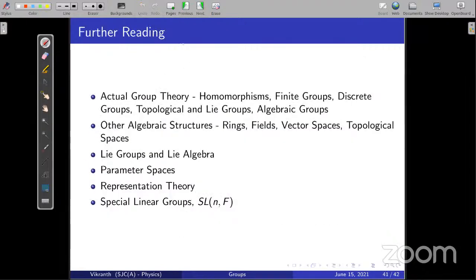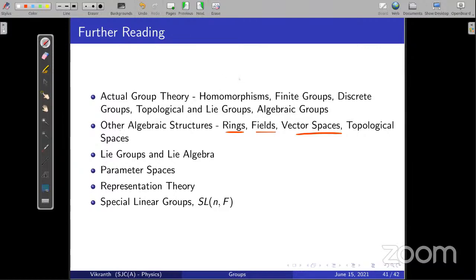So for the reading, you can go back and read about actual group theory, Lie groups and Lie algebra, parameter spaces, representation theory of groups, and in detail about special linear groups and so on. These are long concepts, so you can't finish them in a single day. That's impossible. But yeah, this is something that is also taught at the undergrad level. Most of them, the rings, fields, vector spaces. The vector spaces are where your Lie algebra and all is defined. The Hilbert space is a vector space and so on. Right? Your topological spaces where you define your further things. I won't get into that.